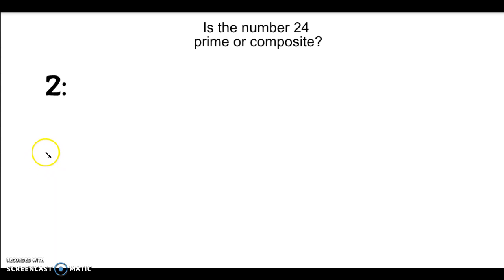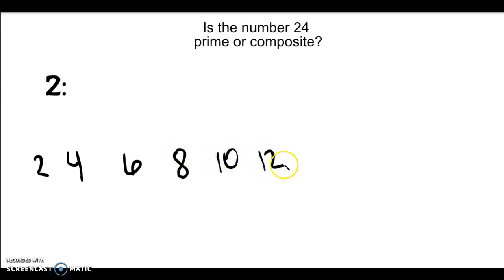But skip counting is when we take numbers and we count up by that number every single time, and we're only saying the numbers that we're counting up to. So for example, 2, 4, 6, 8, 10, 12, right? We all learned how to skip count by twos a long time ago.